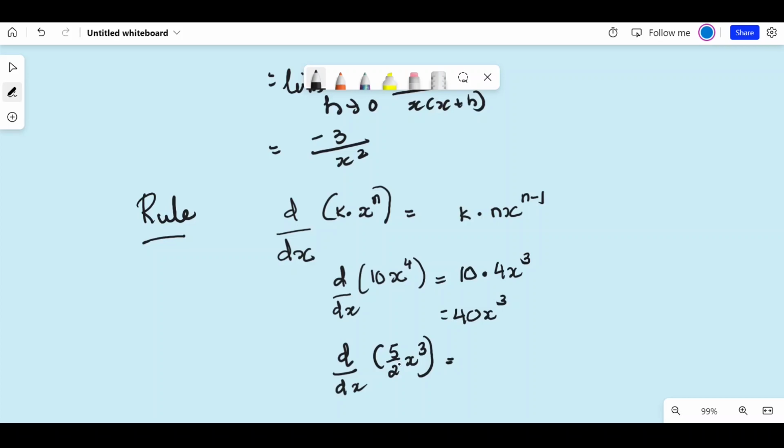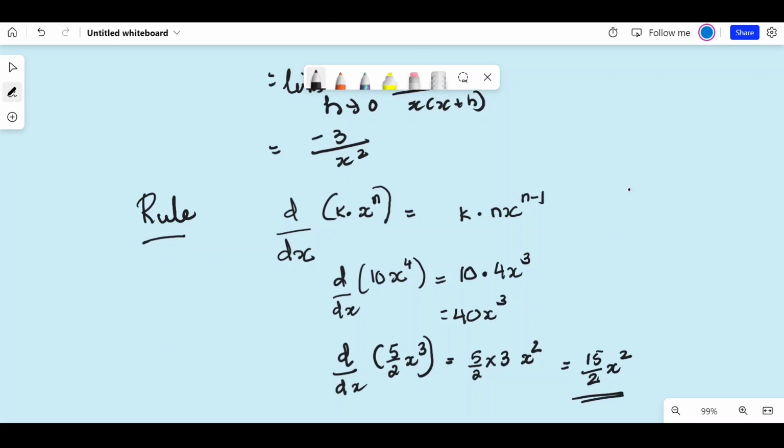So what we are actually doing is, you take this coefficient, which is 5 over 2, the constant there, multiply by the power, then the power will be 1 less, 2. So here the final answer will be 15 over 2 x squared. That is the answer. So that's how we use the rule.